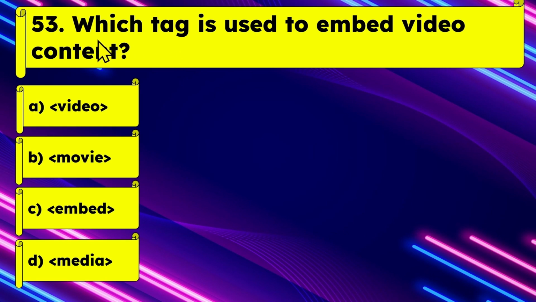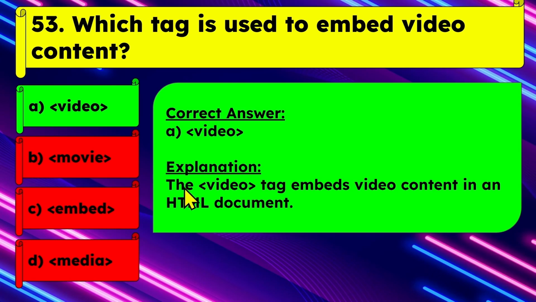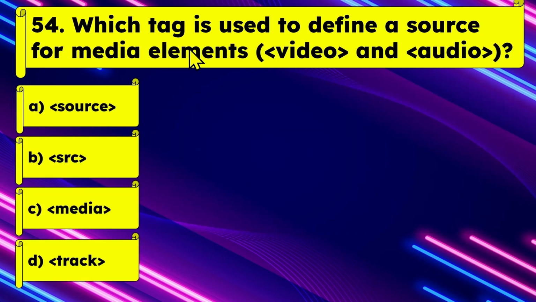Our next question is, which tag is used to embed video content? So this is also a simple one. Option A is video tag, option B movie tag, option C embed tag, and option D media tag. So definitely the correct answer will be option A, which is video tag. You can see the video tag embeds video content in an HTML document.